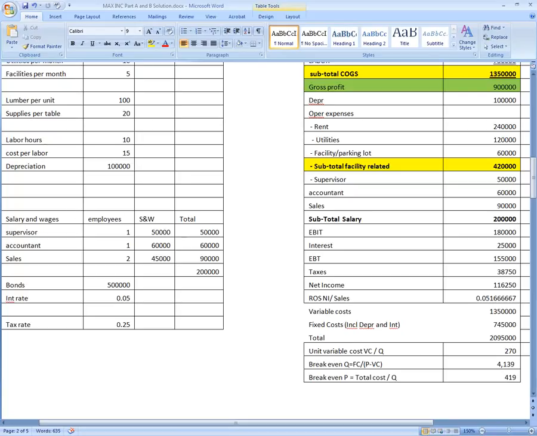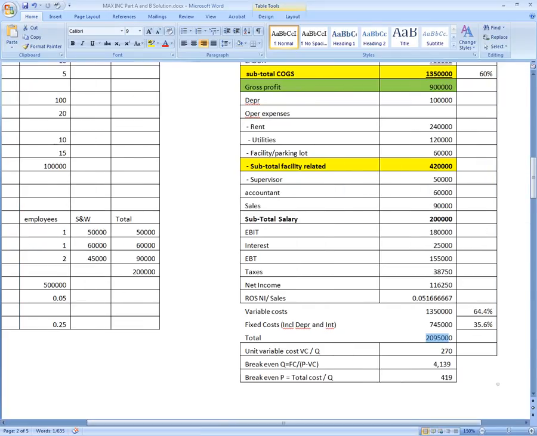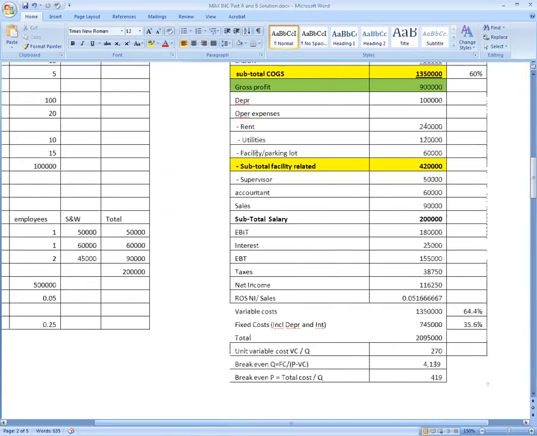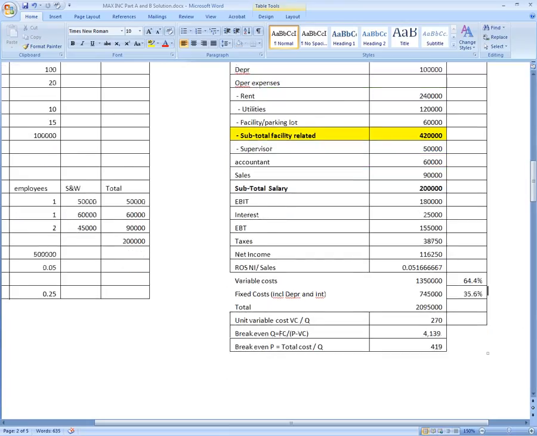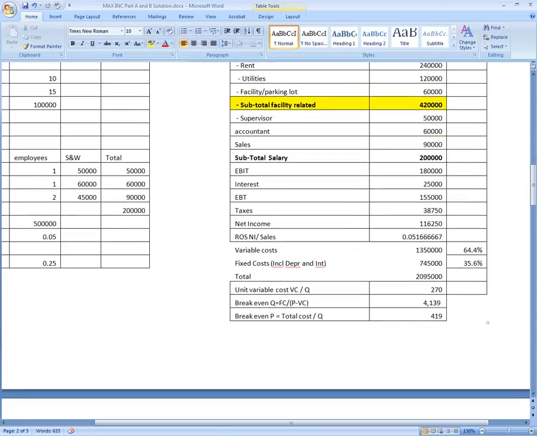If I add both the variable and the fixed cost, I will get this information. So this is nice, handy information to have. We can see over here that for our business, 64.4% of the cost is variable, and the rest is fixed. Now, to do the break-even calculation, the formula, as we talked about in the earlier presentations, is that the break-even quantity is our fixed cost divided by the difference between the price per piece and the variable cost per piece, and that's how you do it.